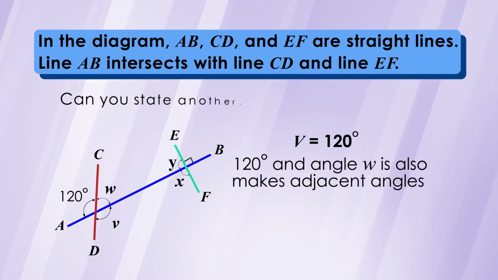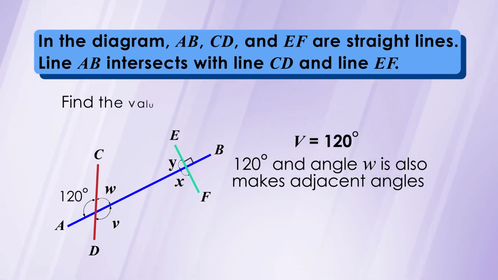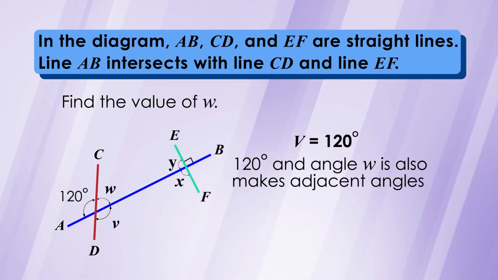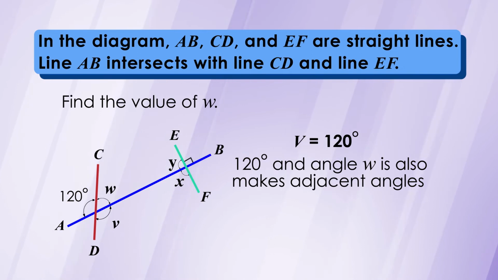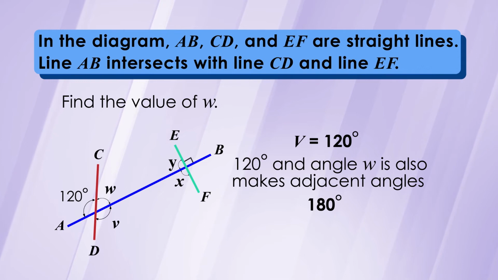Now that you have successfully identified the adjacent angles, let's find the value of W. The 120-degree angle and angle W make the adjacent angles. So, what is the sum of these two angles? Yes, that's right, 180 degrees. You're getting very good now.